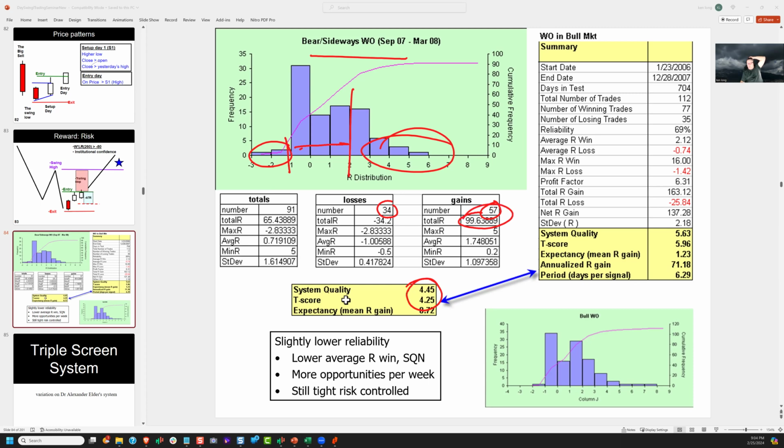That was pretty good. Now, when we traded it only in a bull market from 2006 to 2007, it was better. It was like a system quality number of 5.6. We gained 71 R each year. So it had a better score in the bull market, but even in a bear and a sideways market, we discovered that it was really good.